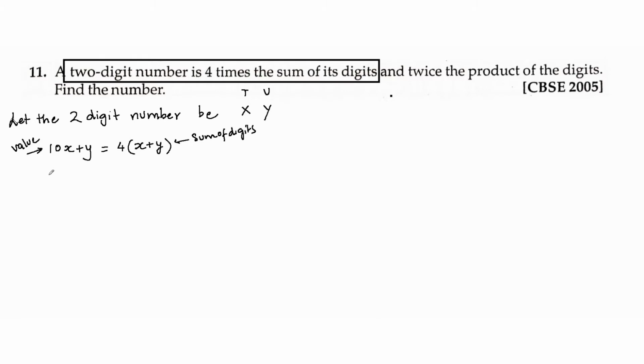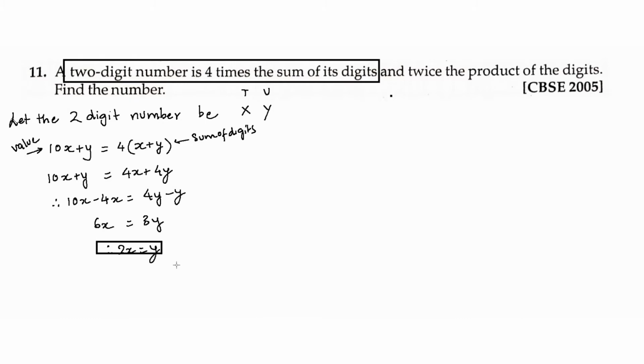So I can now open up the bracket. So 10x plus y will be equal to 4x plus 4y, and therefore 10x minus 4x is equal to 4y minus y, which means 6x equals 3y, and therefore 2x equals y. This is one equation that I get. So let's mark this as the first equation.